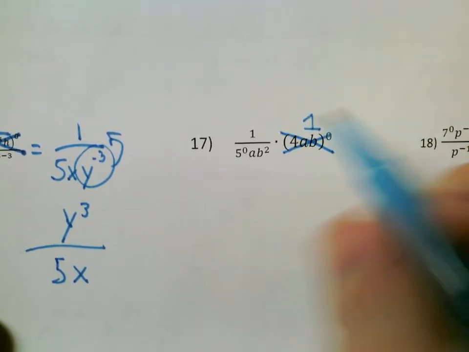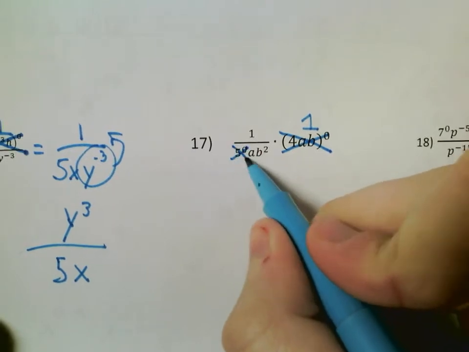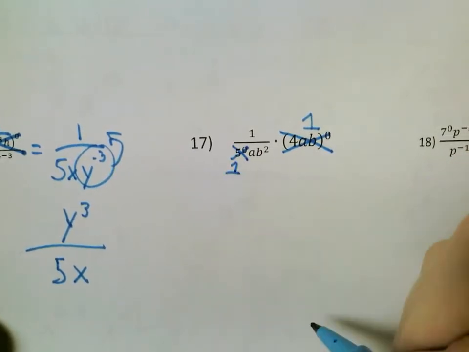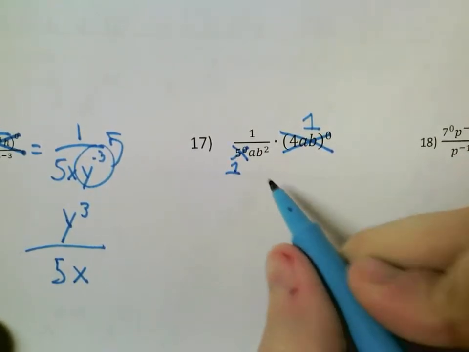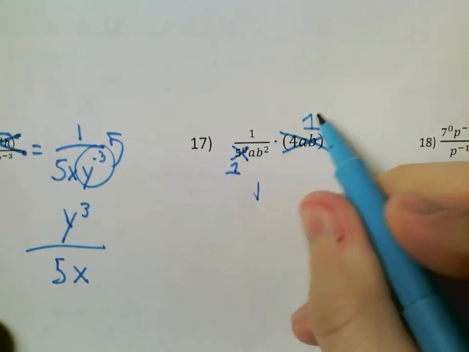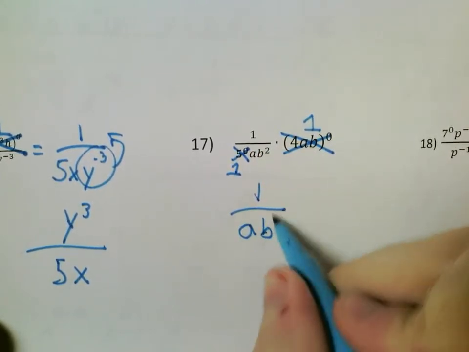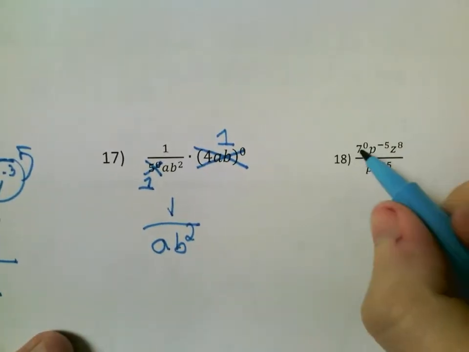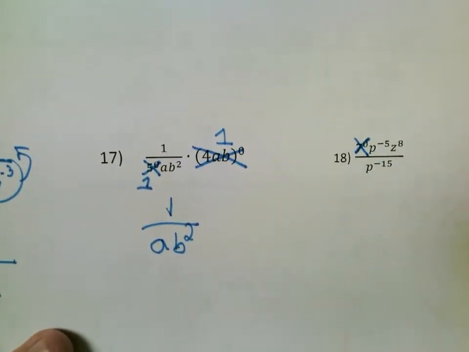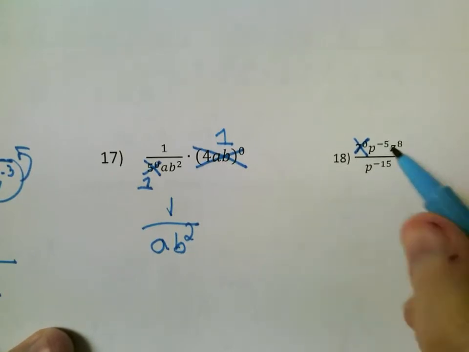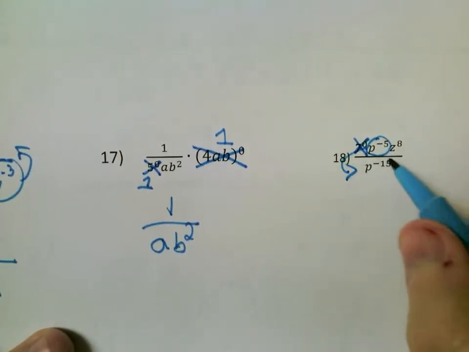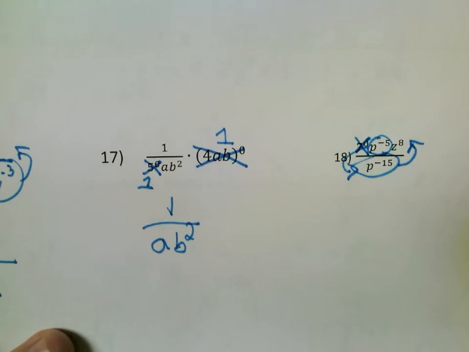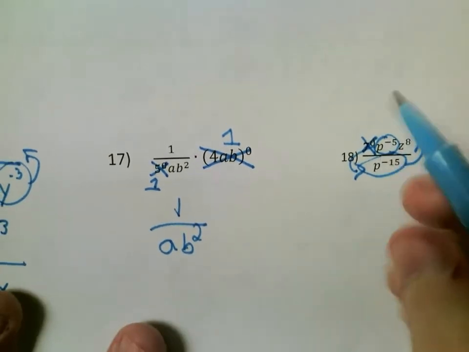All right, now here's another 0. That 0 is only attached to the 5, so only that piece will become a 1. And that means I'm left with a 1 on the top and an a b squared on the bottom, final answer. And then the last one, again, I would highly recommend crossing out anything with the 0 power. Then ask yourself, this piece needs to move down, this piece needs to move up. Combine like terms, final review.